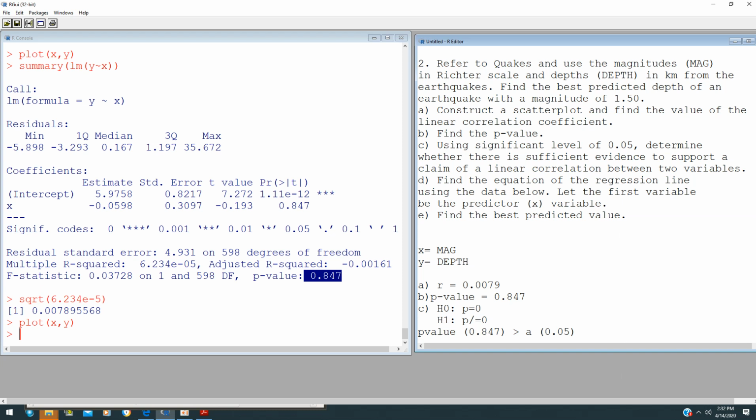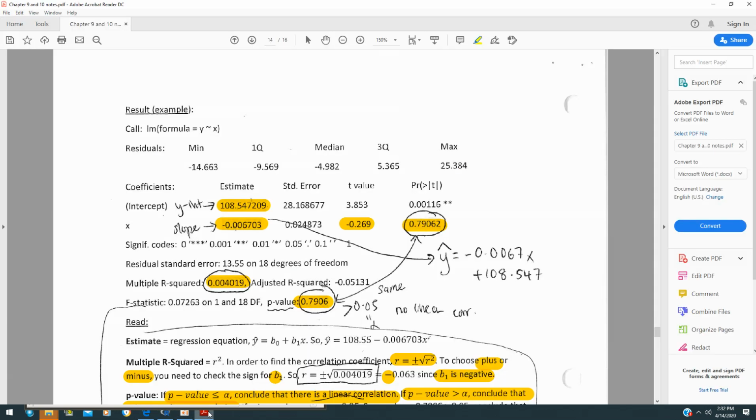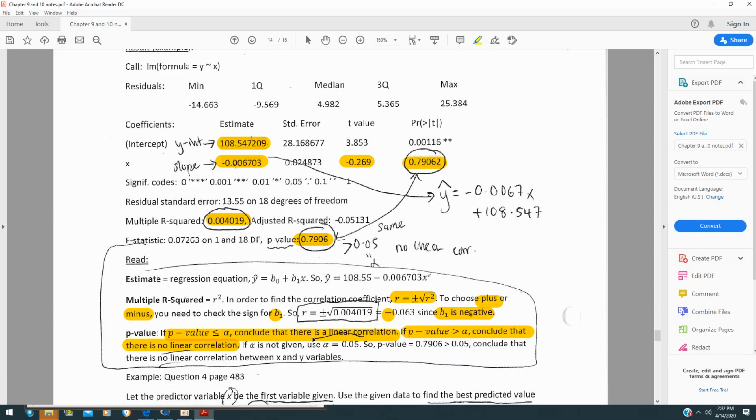Since the p-value is greater than your alpha, we will fail to reject your null hypothesis. And then next we have to do your conclusion. Your conclusion is very easy. Either there is a linear correlation or there is not a linear correlation. So how do we figure this out? You look at your decision here.